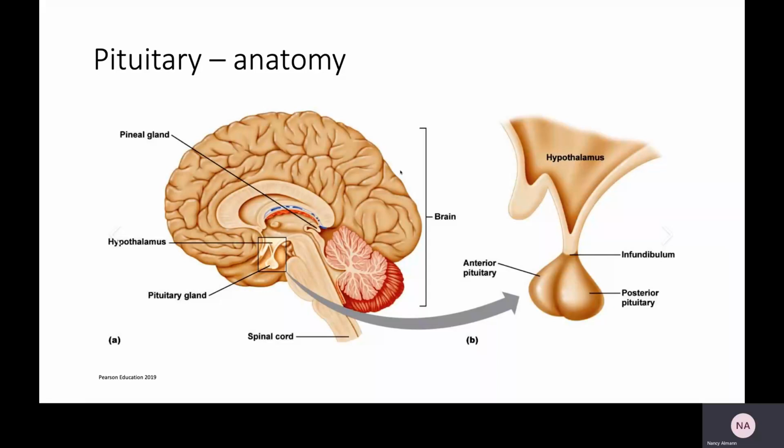Let's take a look at the relationship between the hypothalamus and the pituitary. So for some perspective, this is going to be the right hemisphere. This will be the corpus callosum. Here is the cerebellum with the arbor vitae.